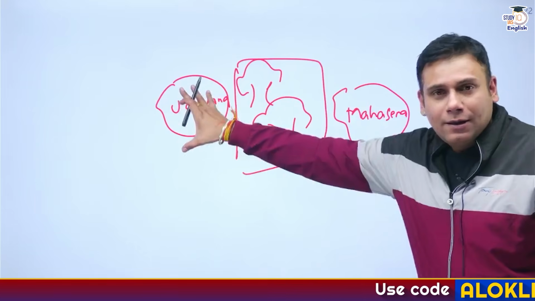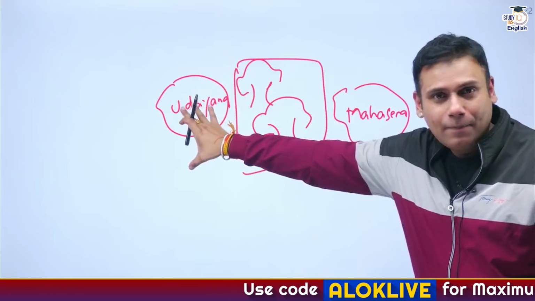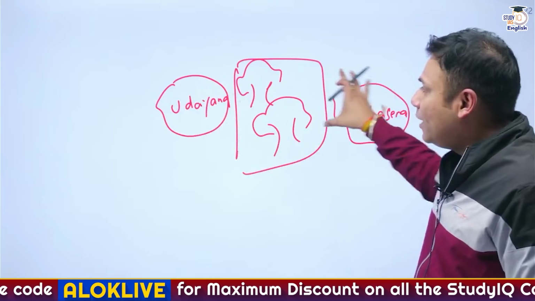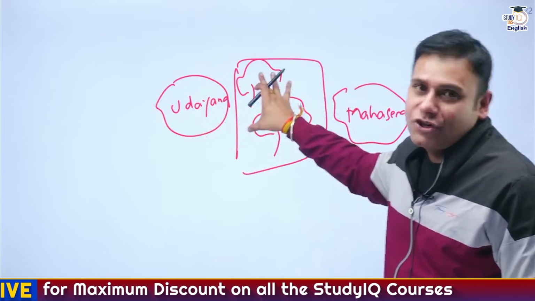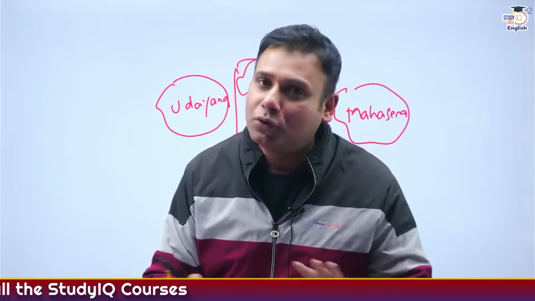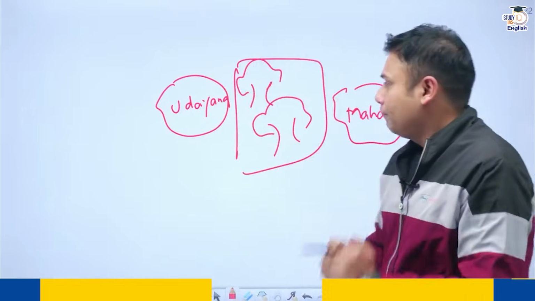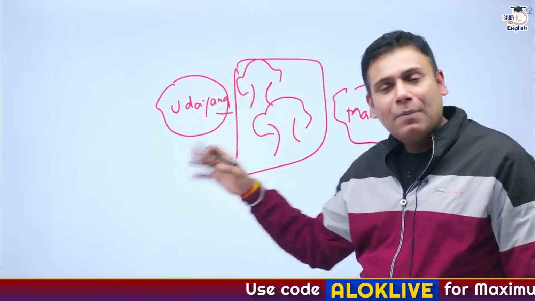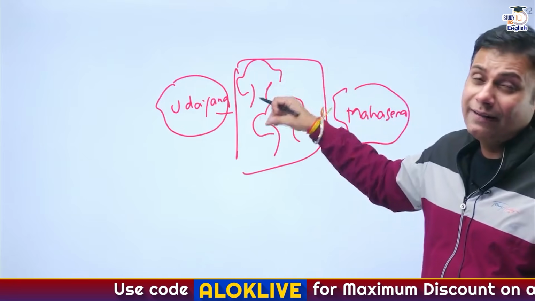Okay? There is a kingdom of Udayan. There's a small kingdom of Mahasena. And in between these two kingdoms, there was a jungle. This jungle was unclaimed by both of them. Now, what used to happen? Udayan's soldiers used to come into the jungles and rest. Mahasena's soldiers used to come into the jungles and rest.